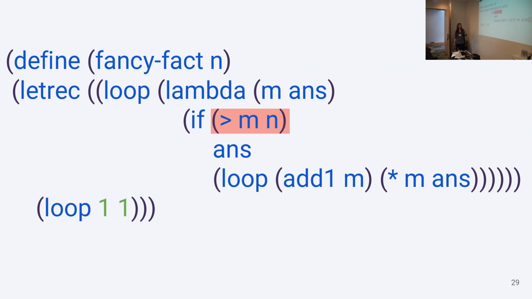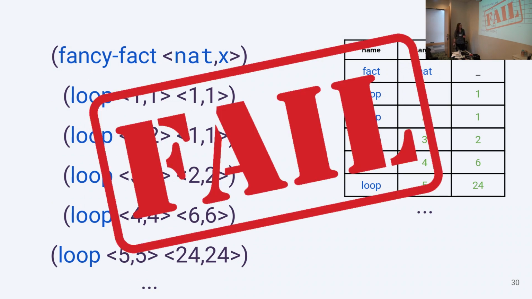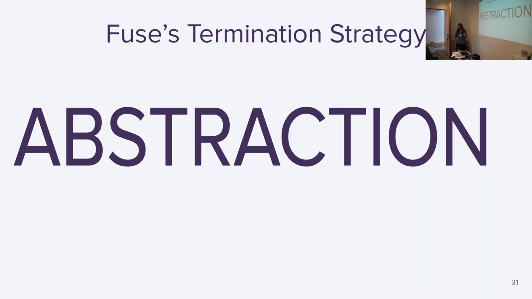But I want to bring your attention to the termination condition. The termination condition of this function is reliant on the first argument to fancy fact. Right? So our call stack ends up looking like so. And our cache is growing forever. And so our specialization cache is not going to help us in this case. And obviously, online partial evaluators don't do well in these kinds of programs. But it turns out that offline partial evaluators, which use some fancy techniques in order to detect possible infinite loops, also fail on these examples. So what does Fuse do? Fuse uses another cool PL technique, abstraction, which in the paper is described as online generalization.